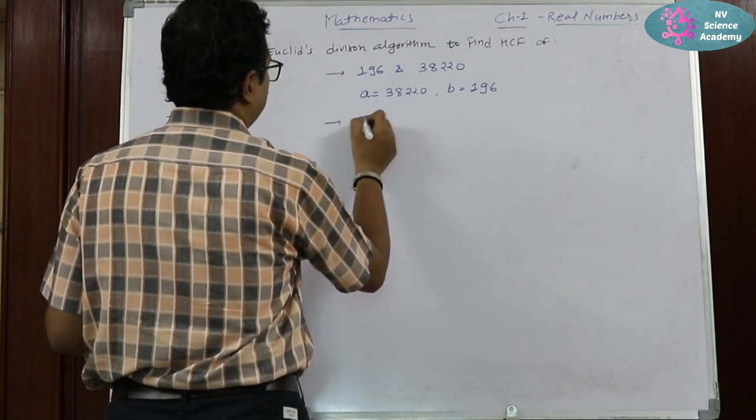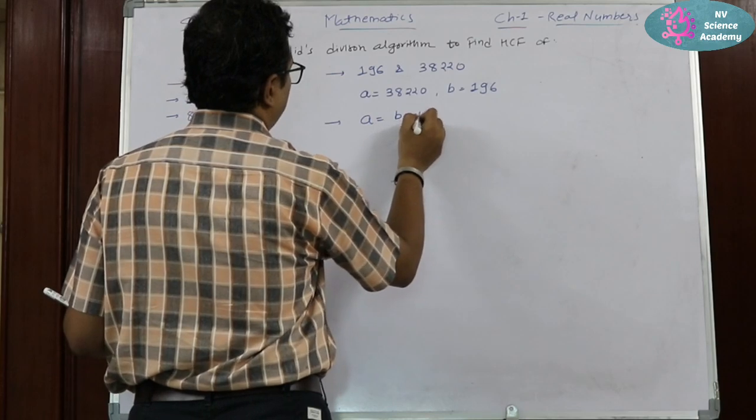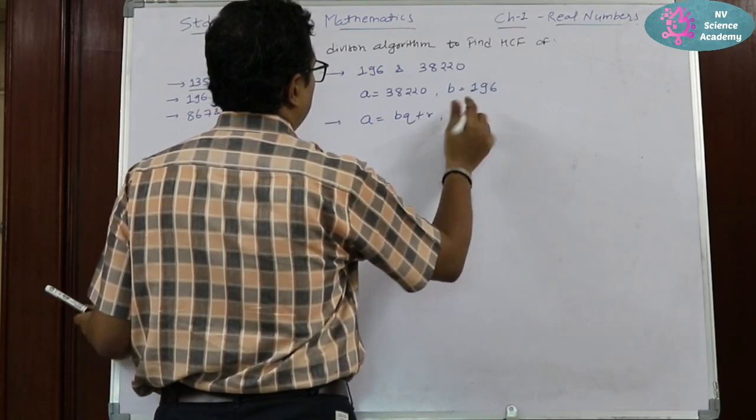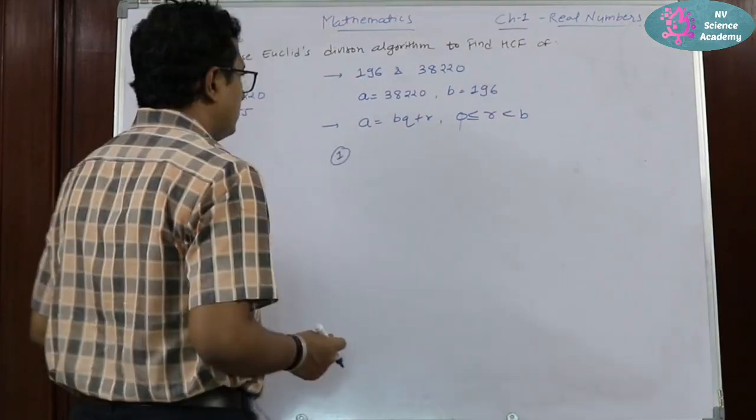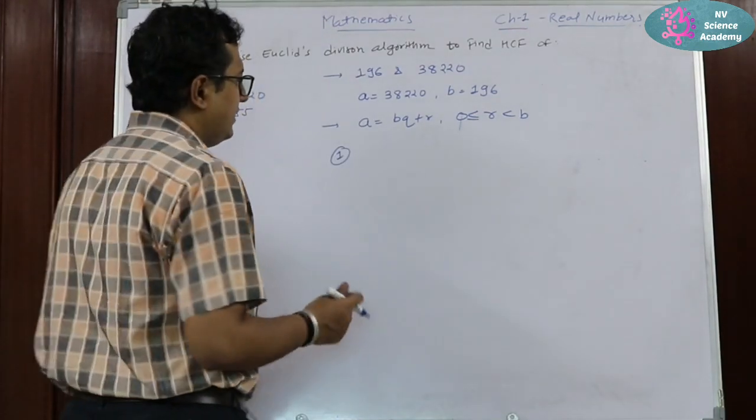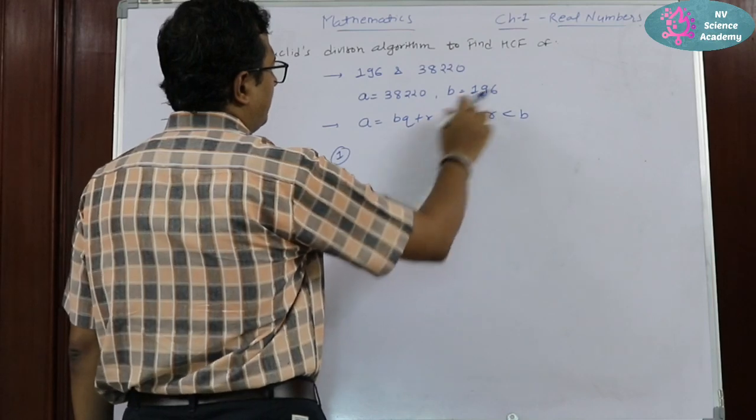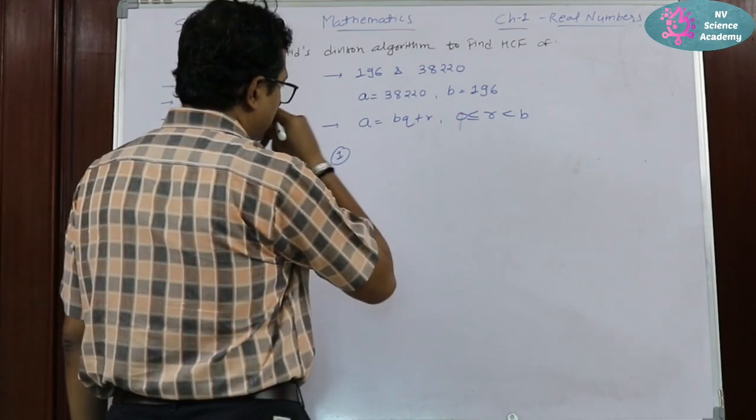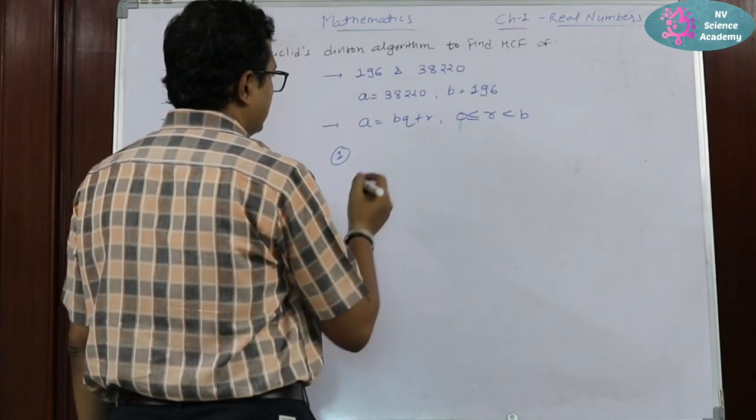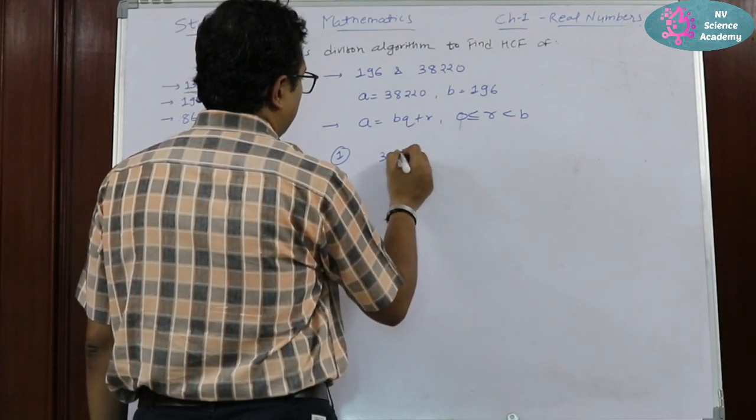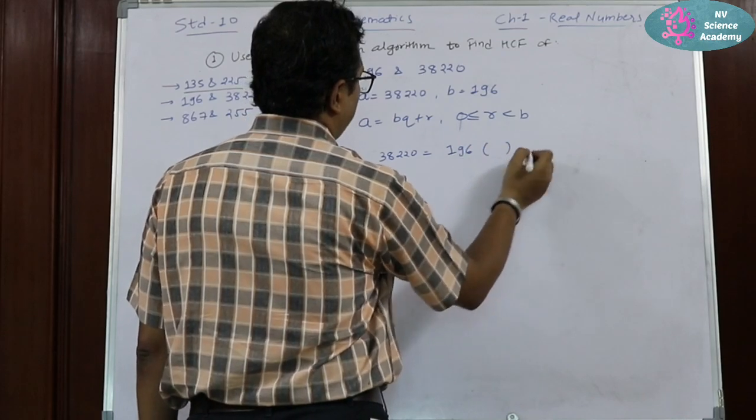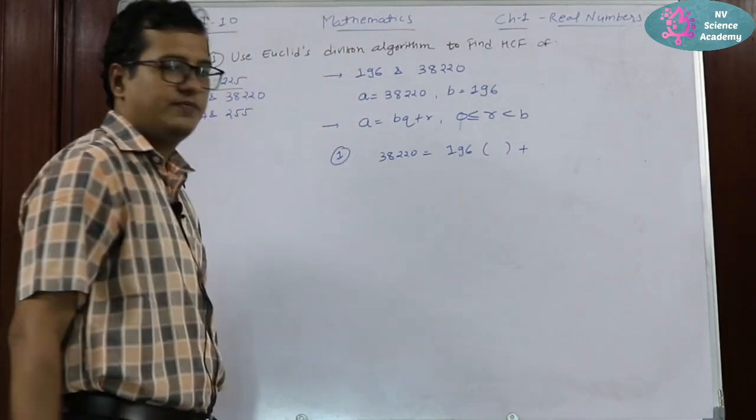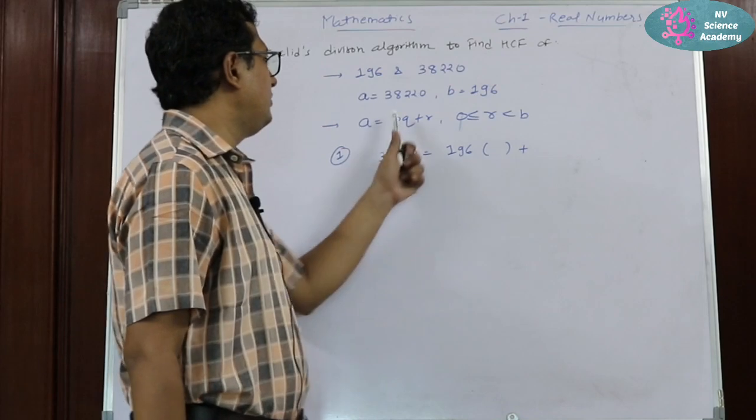I am going to write down the equation. A is equal to BQ plus R, where 0 is less than or equal to R less than B. So for the first time the value of A is 38220 and B is equal to 196. So I'm going to put the values in the equation. 38220 is equal to 196 multiplied by dash plus dash. So we have to find out the value of Q and R.